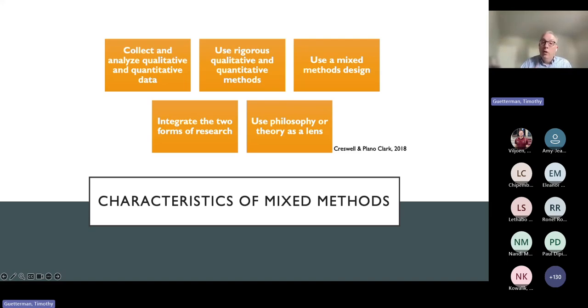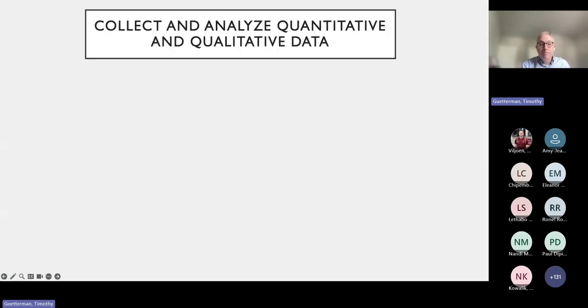So first, we're collecting and analyzing both qualitative and quantitative data. We're using rigorous qualitative and quantitative methods. We're using a mixed methods design to guide the overall process of research. We are integrating the two forms of research, so that bringing together is what's really critical. And we often use some sort of a lens, and that can be a philosophical paradigm or a theory or a conceptual model. But let me break down each of these characteristics in a bit more detail.